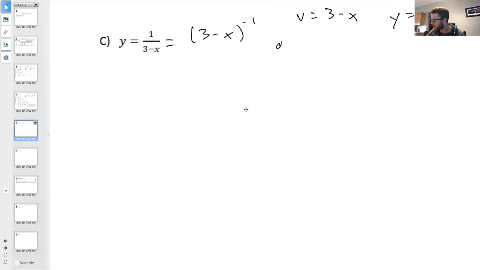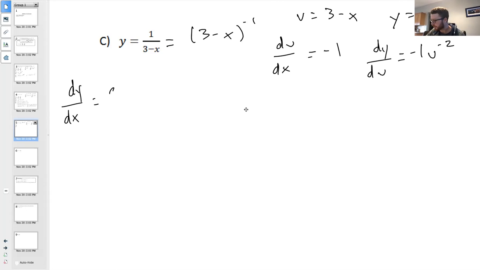Okay, so the derivative of u with respect to x will equal negative 1, and for the derivative of y with respect to u, we're going to take that negative 1, put it out in front, negative 1u, and then subtract 1 from the exponent, so negative 2. As per the chain rule, dy over dx is equal to dy over du multiplied by du over dx.